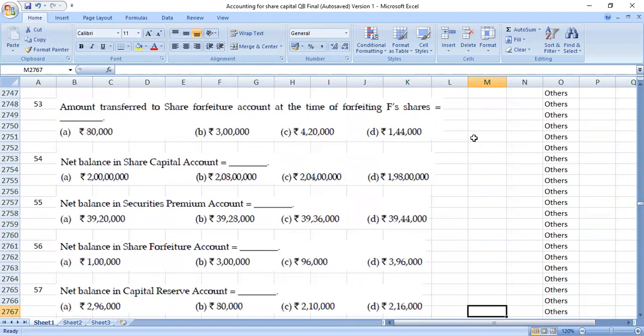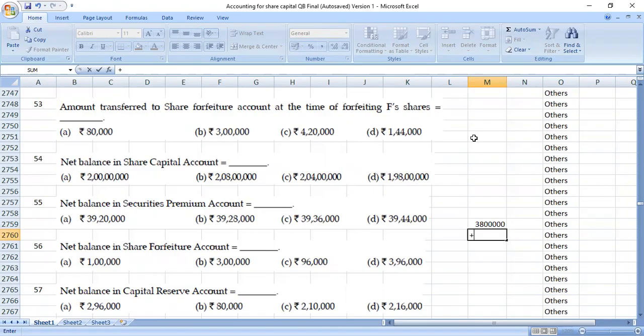செக்யூரிட்டிஸ் பிரீமியம் அக்கவுண்ட்ல எவ்வளவு இருக்கு அப்படின்னு கேட்கறாங்க. செக்யூரிட்டிஸ் பிரீமியம் வந்து the 1,90,000 shares which didn't have any problem, all of them paid securities premium of 20 rupees. With respect to the forfeited shares, நம்ம E did not pay any securities premium, so nothing will be there against his name. F paid securities premium.